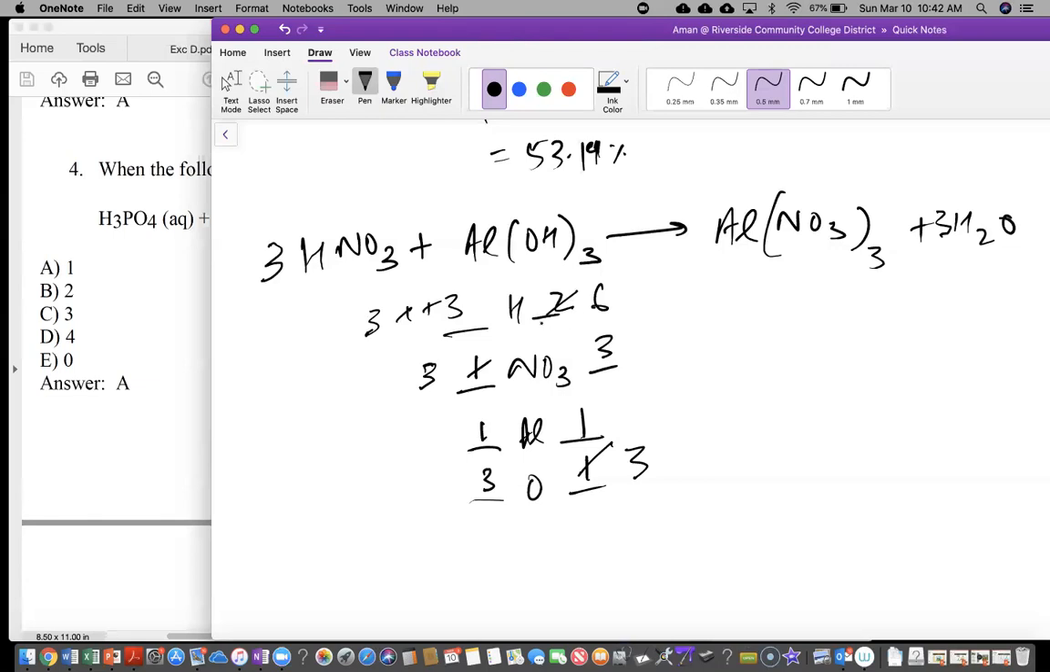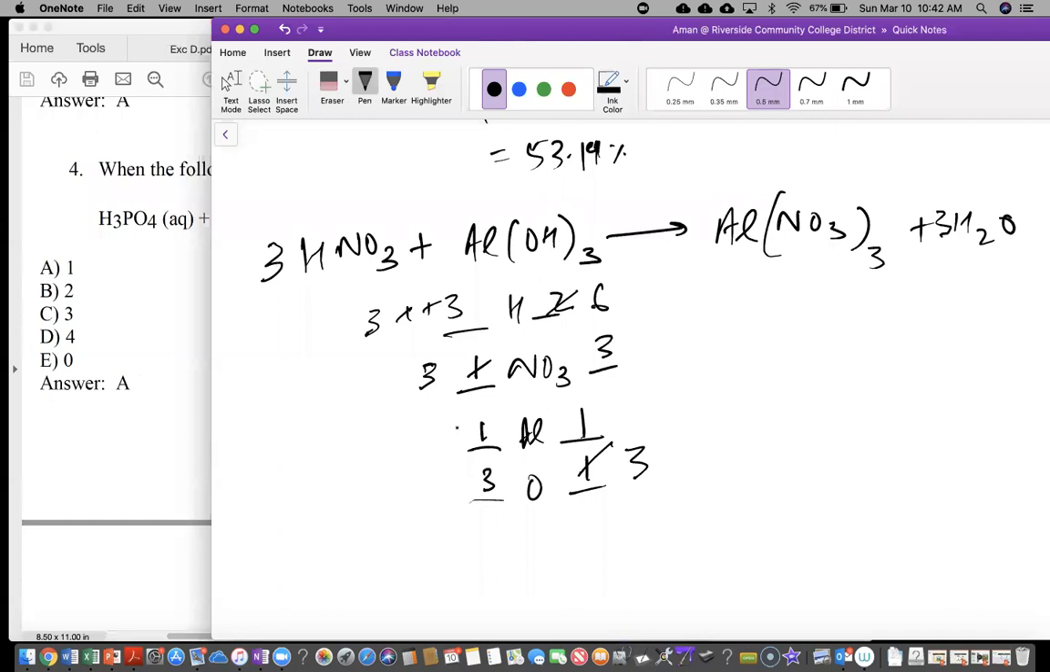Okay. So here, what you could have done is, you see aluminum hydroxide was 3, and HNO3 was just 1 hydrogen. So here we need a 3 and make 3 waters. So again, just to be consistent, you can always just use this method.